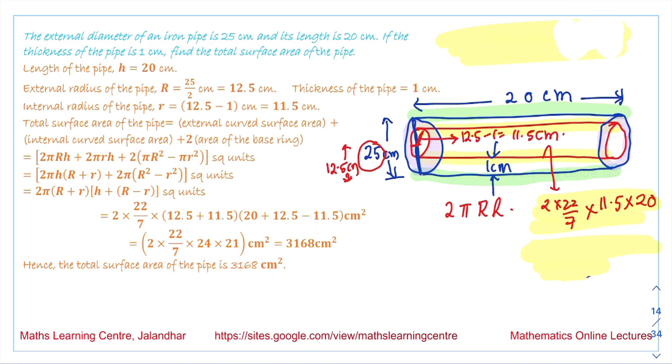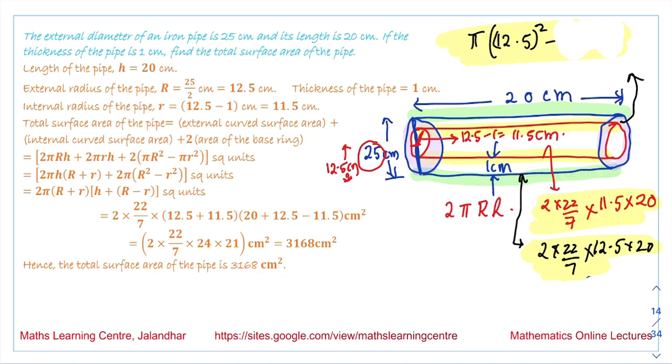height 20. Similarly, the area of this external portion over here is 2 into 22 by 7 into the radius of this pipe, 12.5, into 20. Next, we have to calculate the area of this ring. So the area of this circular region is pi, the external radius 12.5 square minus the internal radius 11.5 square. Now similarly, the area of this ring is also the same.